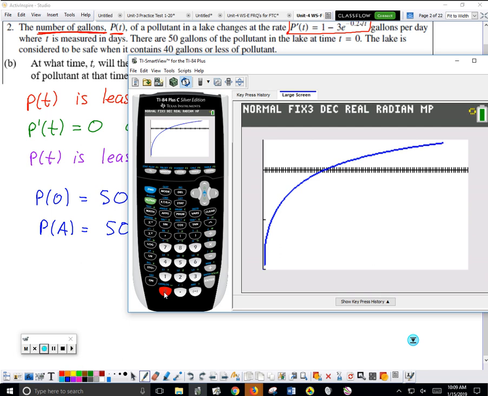Okay, question for the whole room. For all of this time, so whenever t is greater than A, P prime is positive. Say it out loud, please. If P prime is positive, what will P be doing? Increasing. That's what you write on your paper.